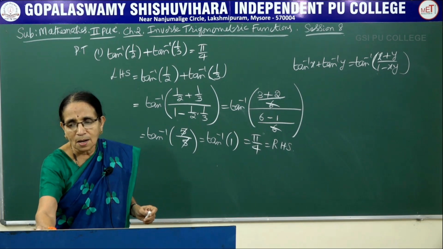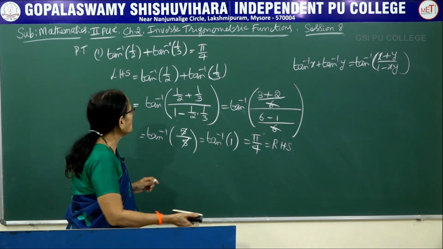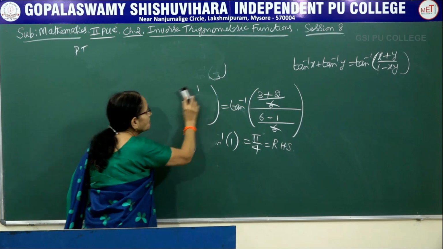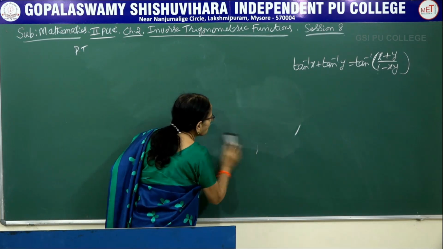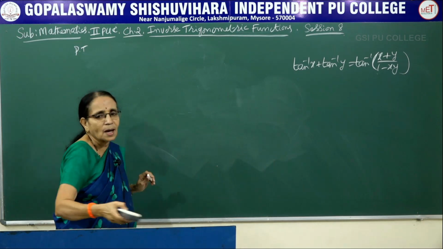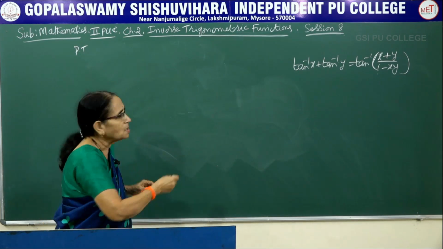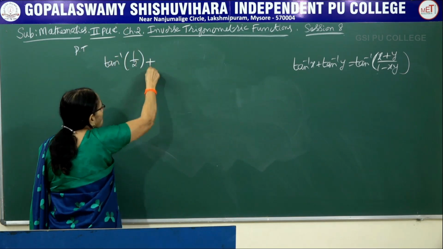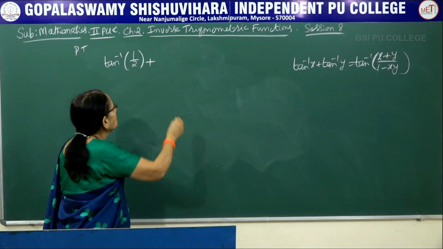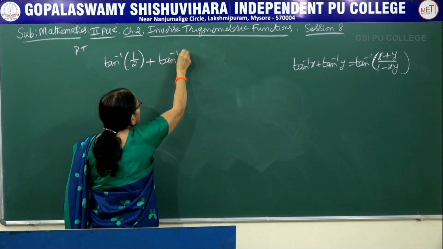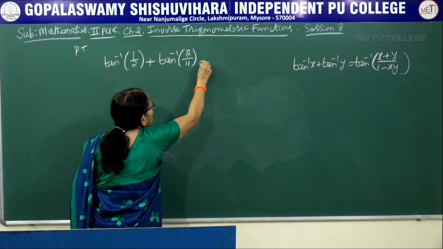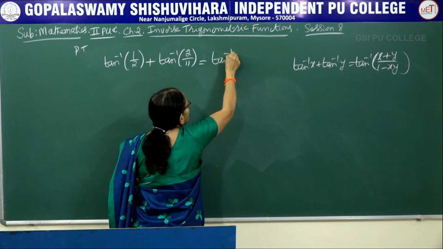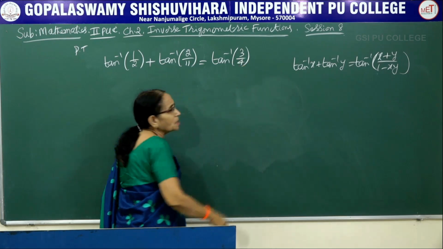Now let me consider another problem which is almost of the same type. Here also we are proving, but in the next problem the right hand side, an angle is not given, it is in terms of tan inverse only. So next problem, tan inverse of half or 1 by 2 plus tan inverse of 2 by 11, you have to show that it is equal to tan inverse of 3 by 4.